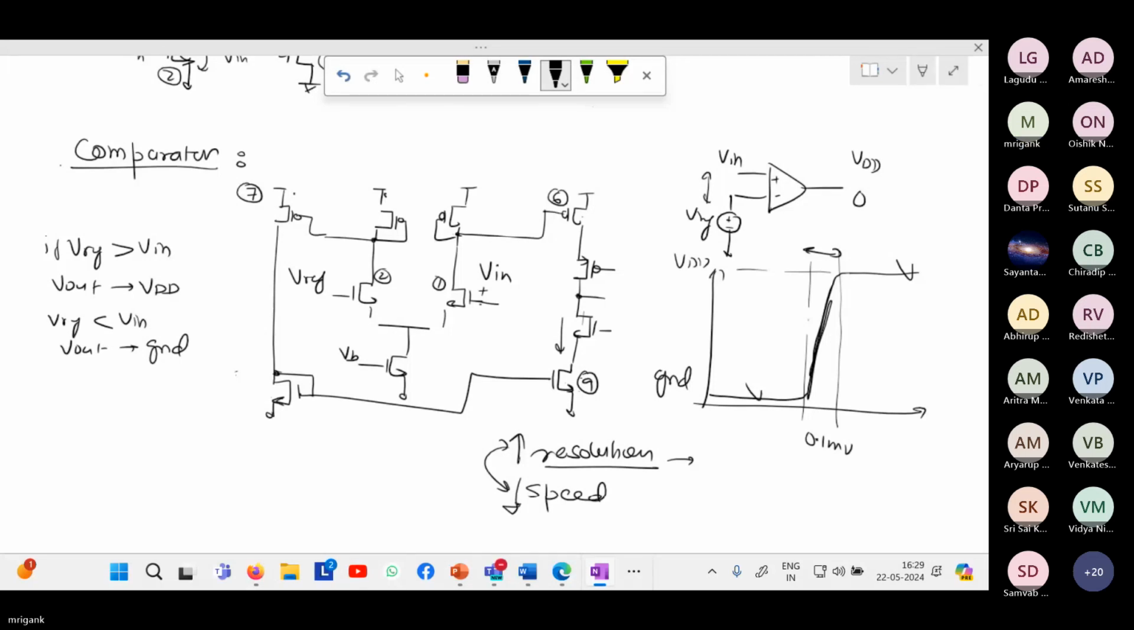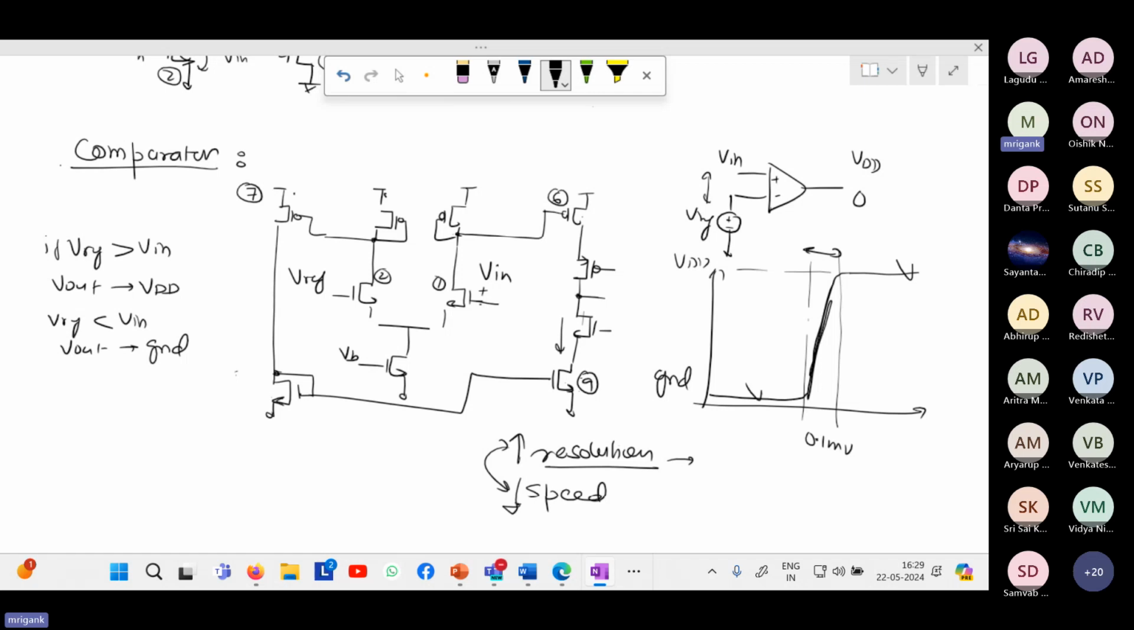Apart from the resolution, just like we have discussed the concept of offset, here also, because of the mismatches in the devices, we can have an offset. So what will an offset do?